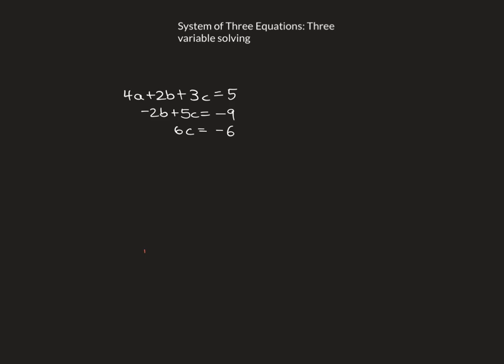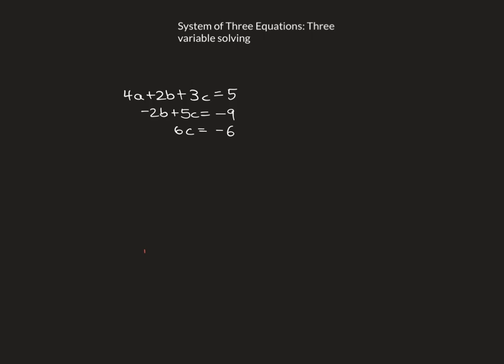In this video, I'll show you how to solve a system of three equations, and these equations have three variables, and we'll be solving for each of these variables. So we have 4a plus 2b plus 3c is equal to 5. Then we have minus 2b plus 5c equals minus 9. And then we have 6c equals minus 6.